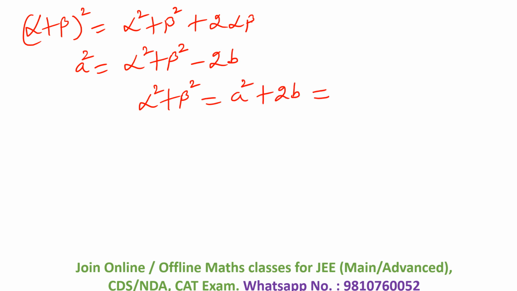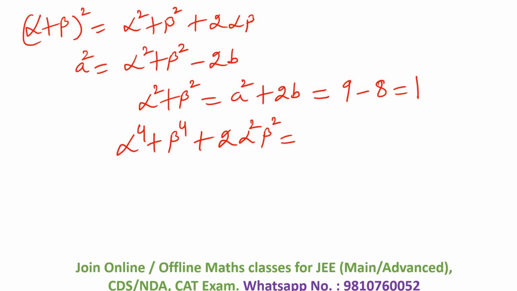And we have just found the values of a and b. So put these values over here. The value of alpha square plus beta square becomes 9 minus 8, which is equal to 1. Now students, square both sides of this equation to get the value of alpha power 4 plus beta power 4. So now I can write alpha power 4 plus beta power 4 plus 2 alpha square into beta square equal to 1.